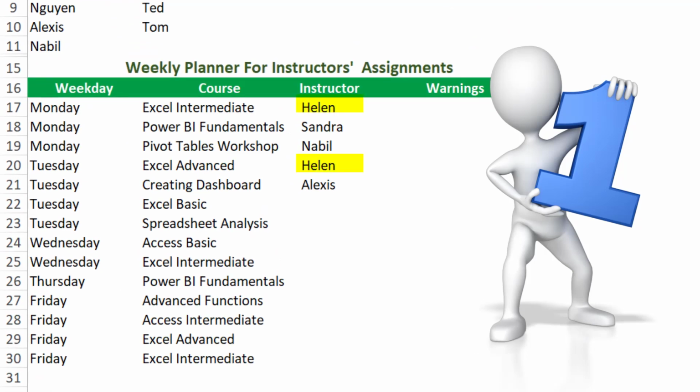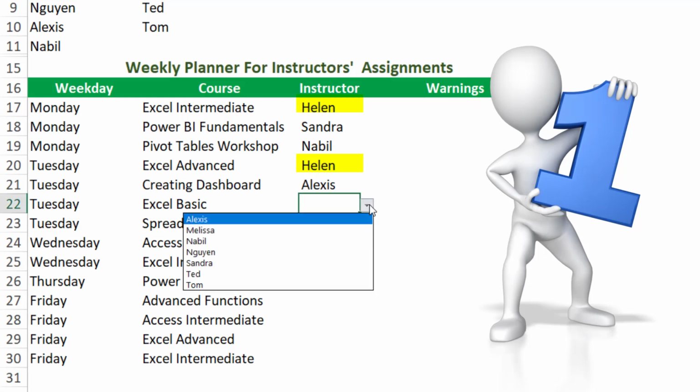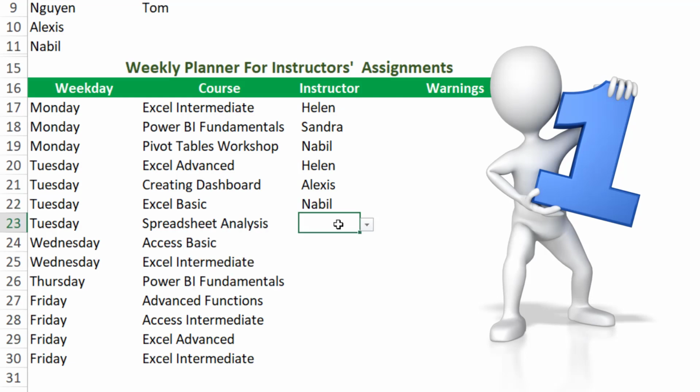Only Helen has 2 courses, so her name is not on the list. If I select Nabil, the name won't be available anymore.